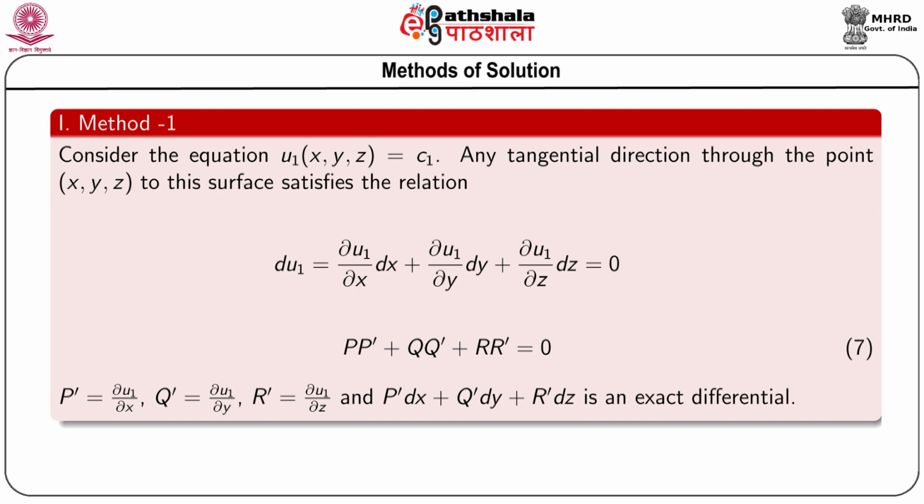So, our aim is to find p dash, q dash, r dash such that equation 5 holds, and at the same time p dash dx plus q dash dy plus r dash dz must be an exact differential. Therefore, our aim is to find p dash, q dash, r dash which satisfy this equation, and this is an exact differential. Now, we shall take one example, then it will be more clear.